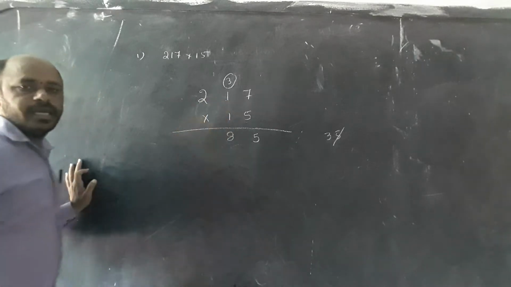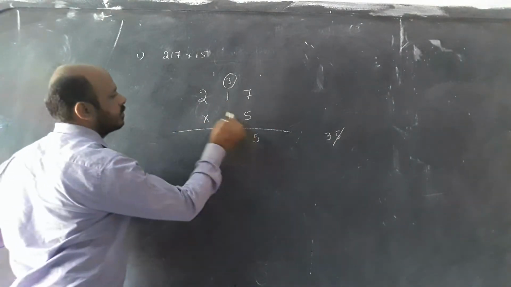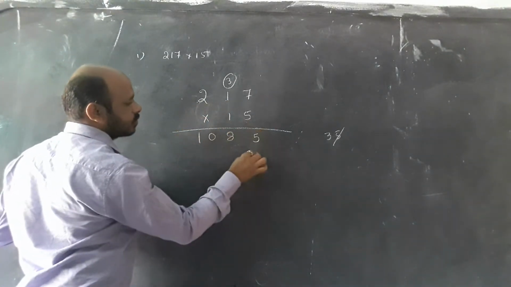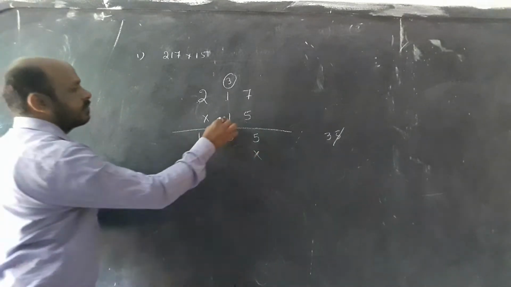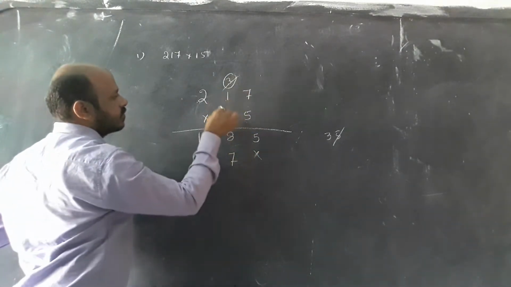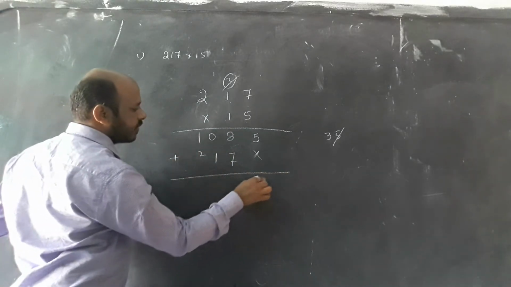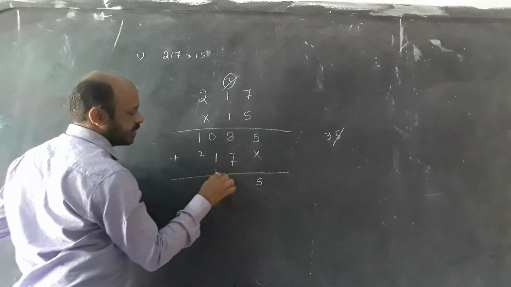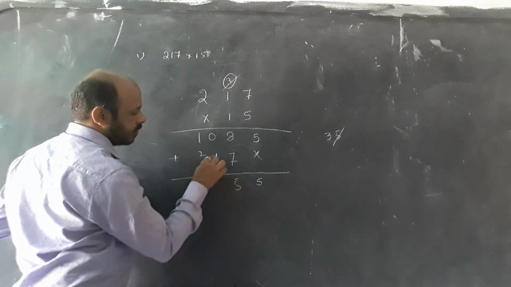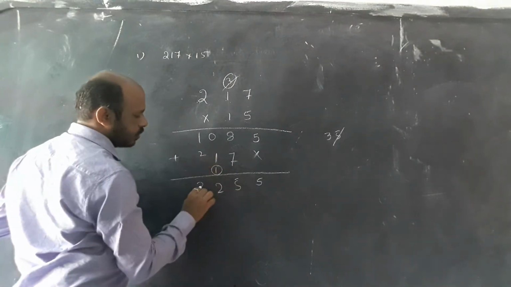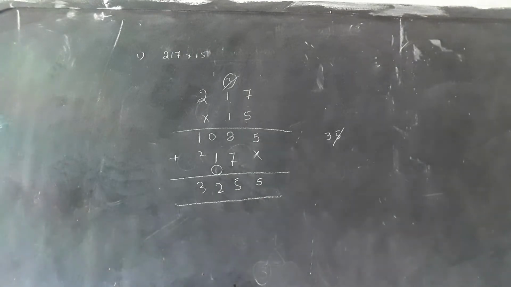Carry is compulsory. Then 5 times 1 is 5, and we write 5 at the tens place. Then 1 times 7 is 7, 1 times 1 is 1, 1 times 2 is 2. Then 5 plus 7 is 12, 1 plus 1 is 2, and 1 plus 2 is 3. Then we got the product 3,255.